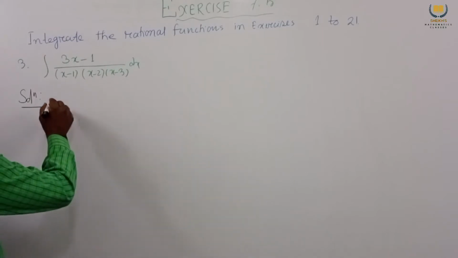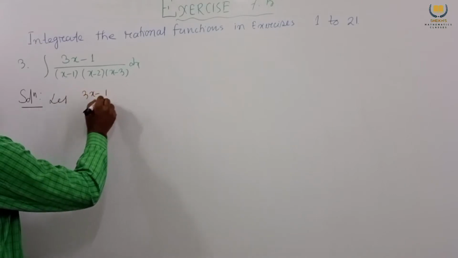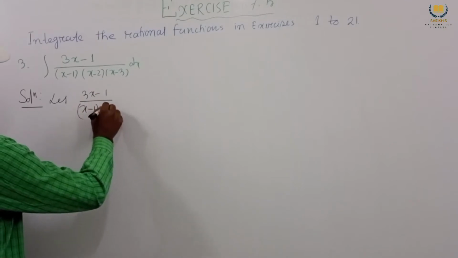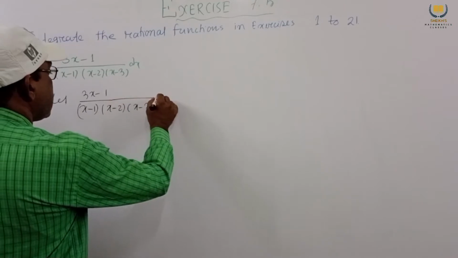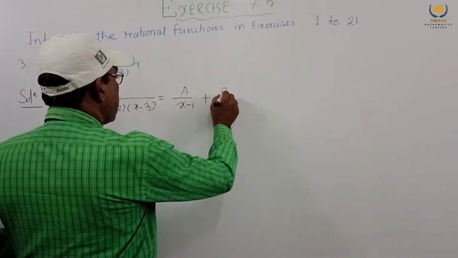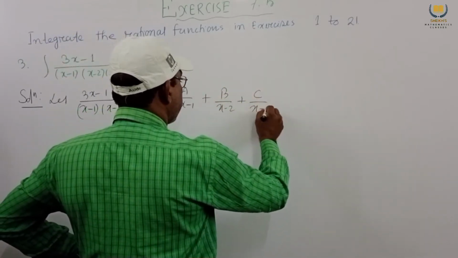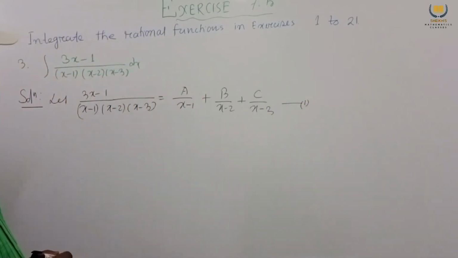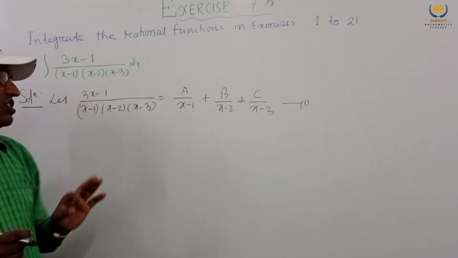So I consider, let (3x minus 1) by (x minus 1)(x minus 2)(x minus 3) equal to A by x minus 1, B by x minus 2, C by x minus 3. This is number 1 I consider. In the denominator we have 3 factors, so we write 3 constants.